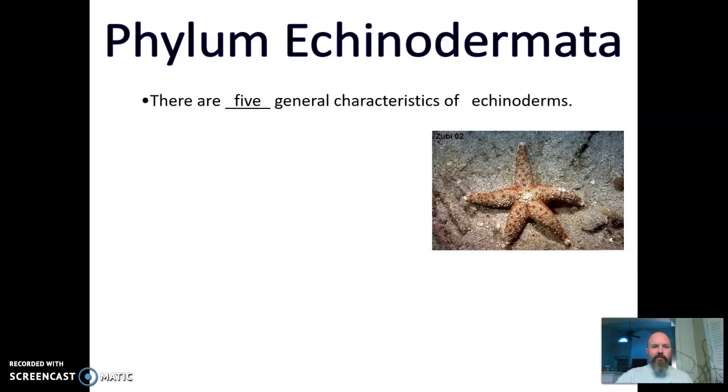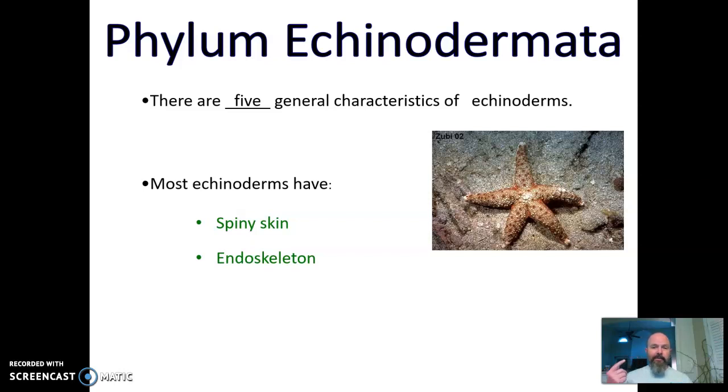There are 5 general characteristics of most echinoderms. So most echinoderms will have the following features. Spiny skin, so little bumps or spikes that stick out of them. An endoskeleton, unlike what we saw with arthropods where they have a skeleton on the outside of the body. These guys have a skeleton that is inside of them, so they have some internal support.